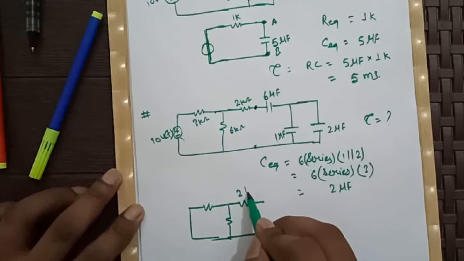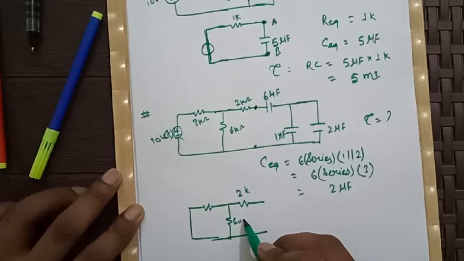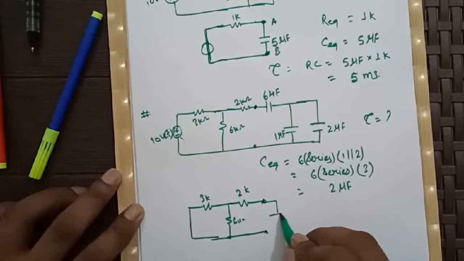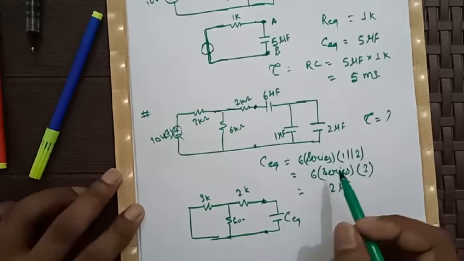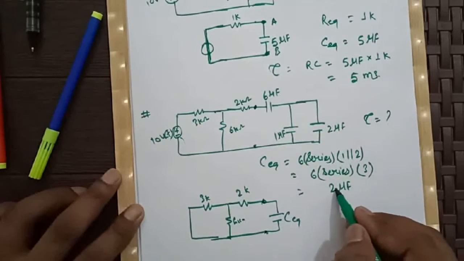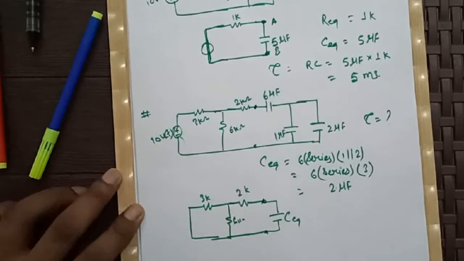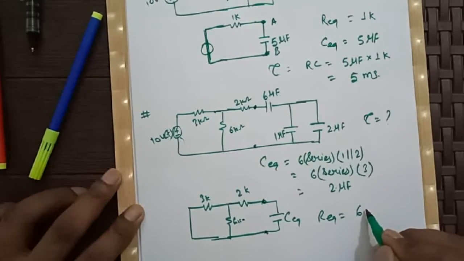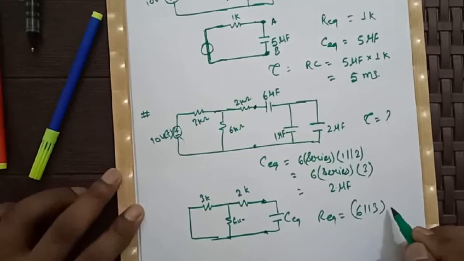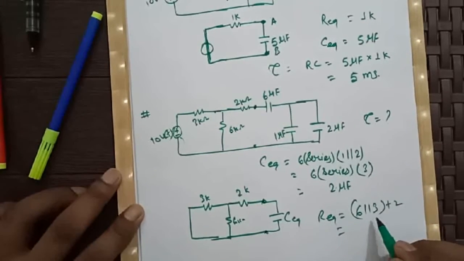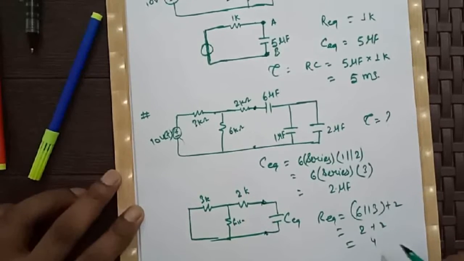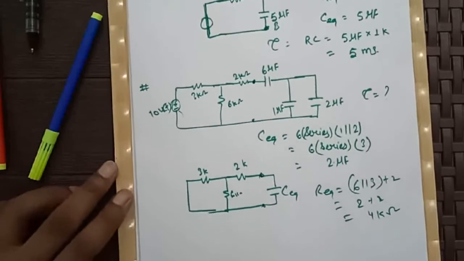This is 2K, this is 6K, this is 3K, this is C equivalent. Already we found C equivalent, which is nothing but 2 microfarad. So R equivalent will be what? R equivalent will be 6 parallel to 3 in series with 2. 6 parallel to 3 is what? 2. 2 plus 2, 4. Means 4 kilo ohm will be the equivalent resistance.